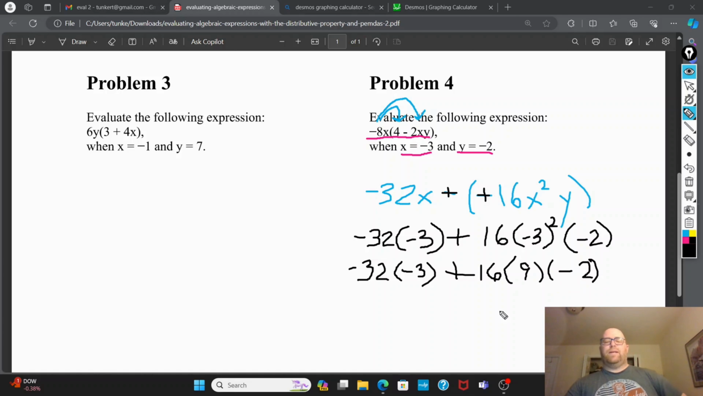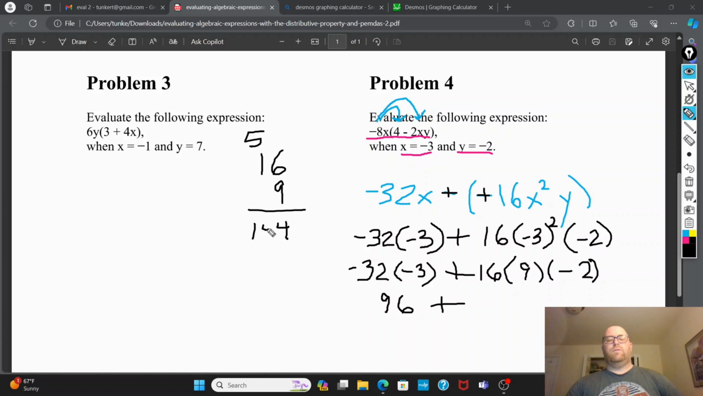Now we can speed this up a little bit, do our multiplications first. They're separated by an addition, we'll do that last. So if we just do our multiplications and then add what we get at the end, we'll be fine. So negative 32 times negative 3 is positive 96. Plus, let's do 16 times 9. So 9 times 6 is 54. Bring up the 5. 9 times 1 is 9, plus 5 is 144.